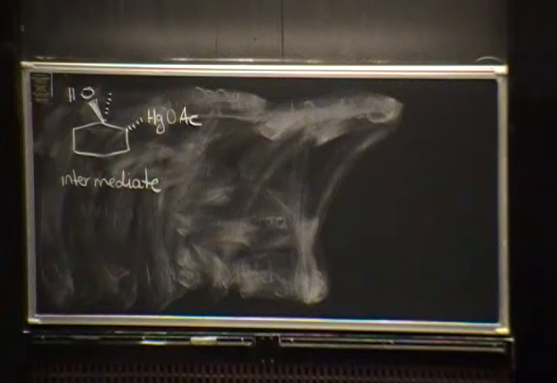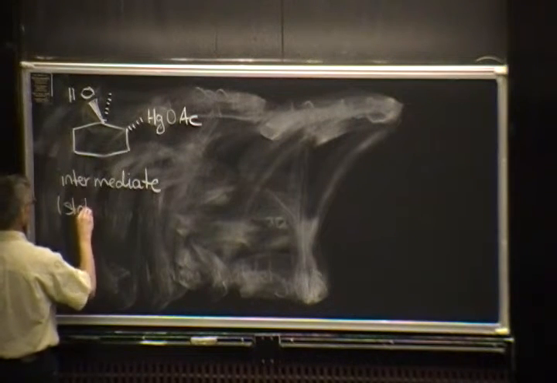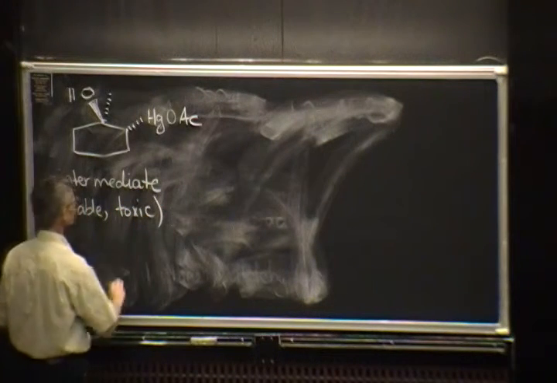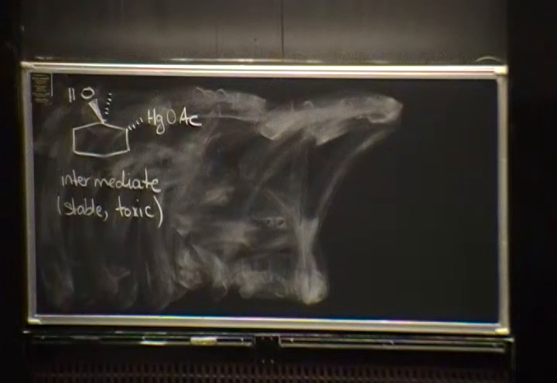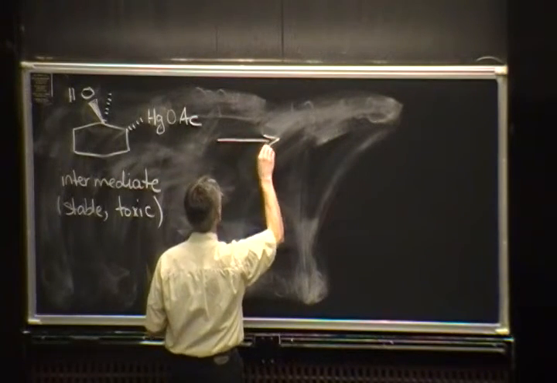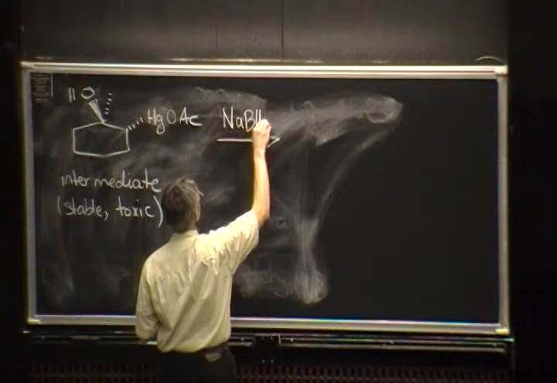So the good news, there's a stable intermediate. It can be isolated. The bad news, it's very toxic. It's an organic mercury compound. You definitely do not want to have that in your body, because the mercury reacts with all kinds of biological macromolecules. So we're going to be very careful with this, and again, the best way to deal with it is a reductive workup. So now our sodium borohydride comes in.